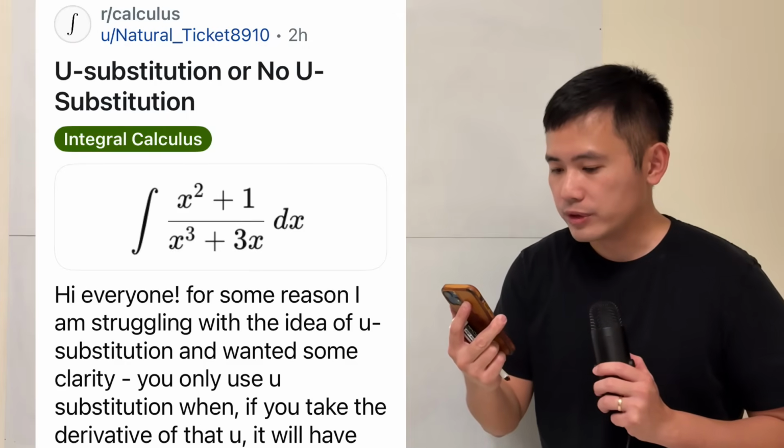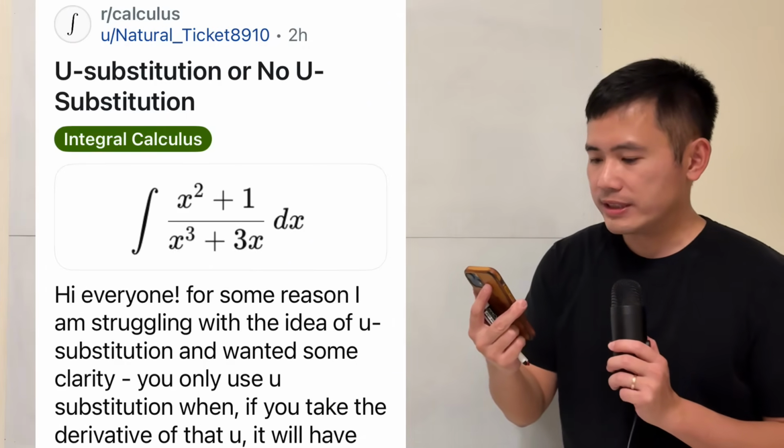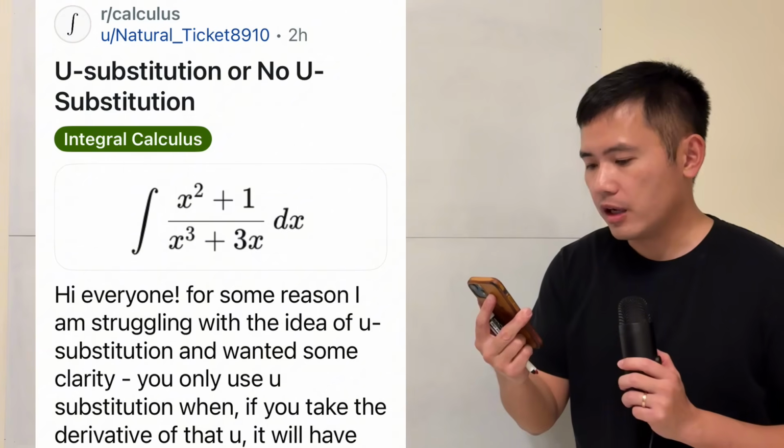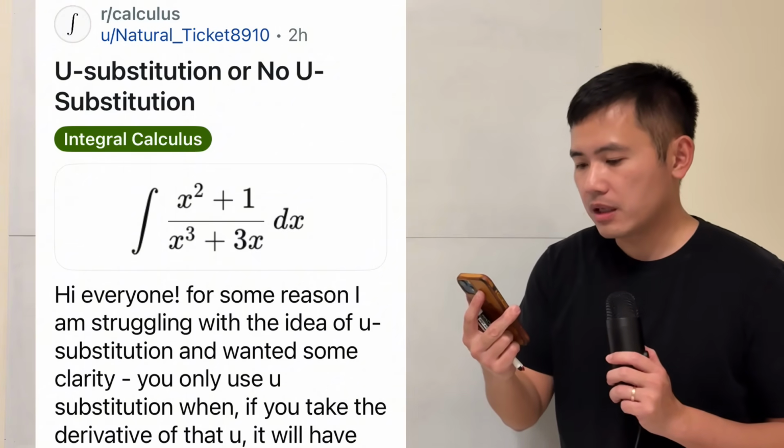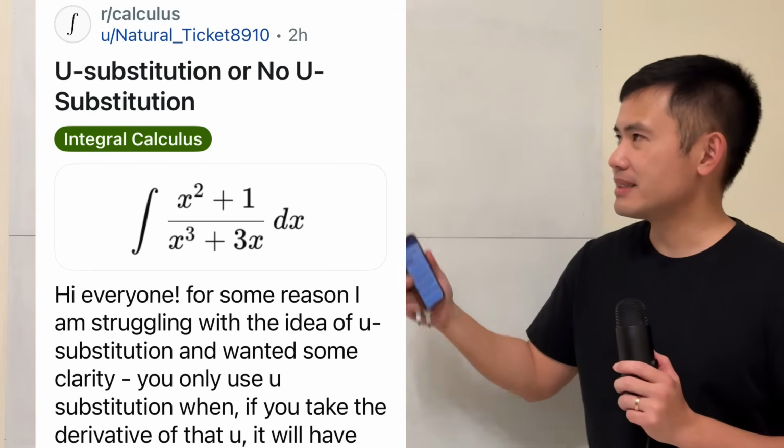U-sub or no U-sub? Hi everyone. For some reason, I'm struggling with the idea of U-substitution and want some clarity. Okay, let's take a look.